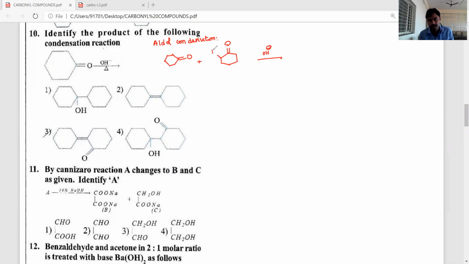The base removes a proton, the alpha hydrogen atoms. How many alpha hydrogen atoms are present? 2 alpha hydrogen atoms are present. This alpha hydrogen will be removed by base and generates a negative charge. It will attack, and this alpha hydrogen comes to this carbonyl group. Okay, now the product is this.